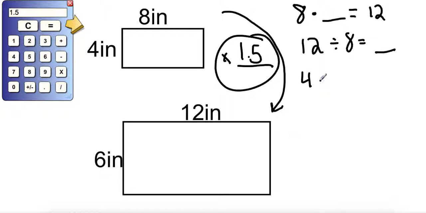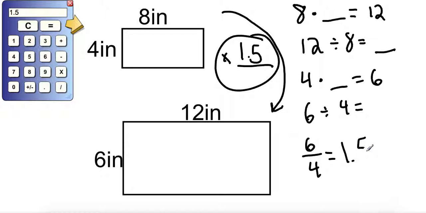Again, I know that 4 times some number equals 6. I don't know what that number is, but I can divide 6 by 4, or I can do 6 over 4, and that'll give us a scale factor of 1.5. So these two figures are similar, and their scale factor is 1.5.